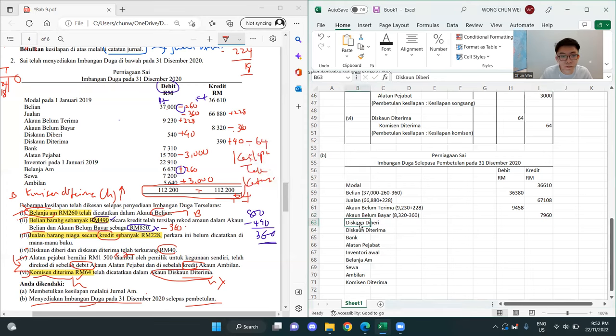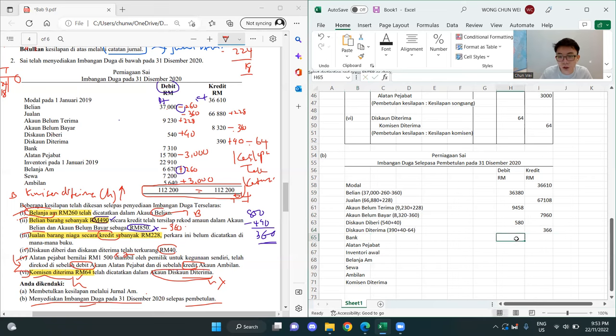Discount delivery 540 plus D. Discount determiner 390 plus 40 minus 64. Discount determiner is hasil, so that's why it's on the credit side.